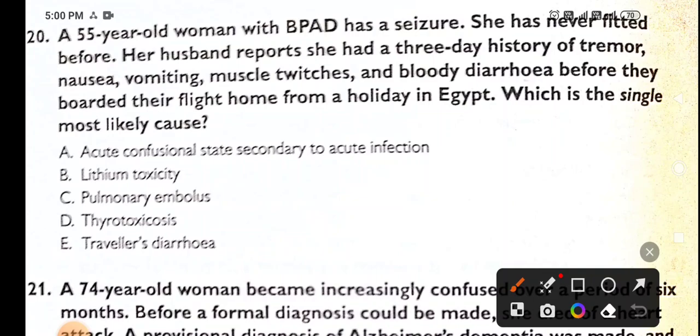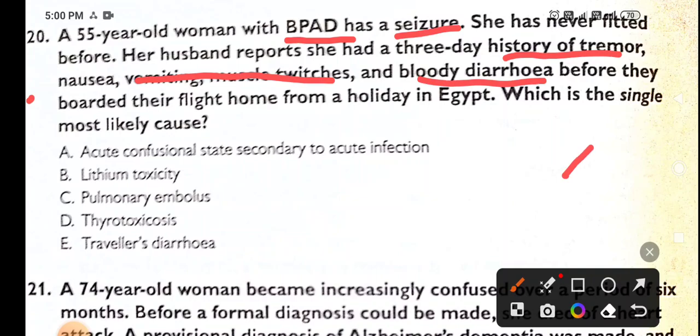A 55-year-old woman with bipolar disorder has seizures. She has never fitted before. Her husband reports a 3 days history of tremor and seizures, nausea, vomiting, muscle twitches, bloody diarrhea before they boarded their flight home from a holiday in Egypt. Which is the single most likely cause? Acute confusional state secondary to acute infection, lithium toxicity, pulmonary embolism, thyrotoxicosis, traveler's diarrhea.